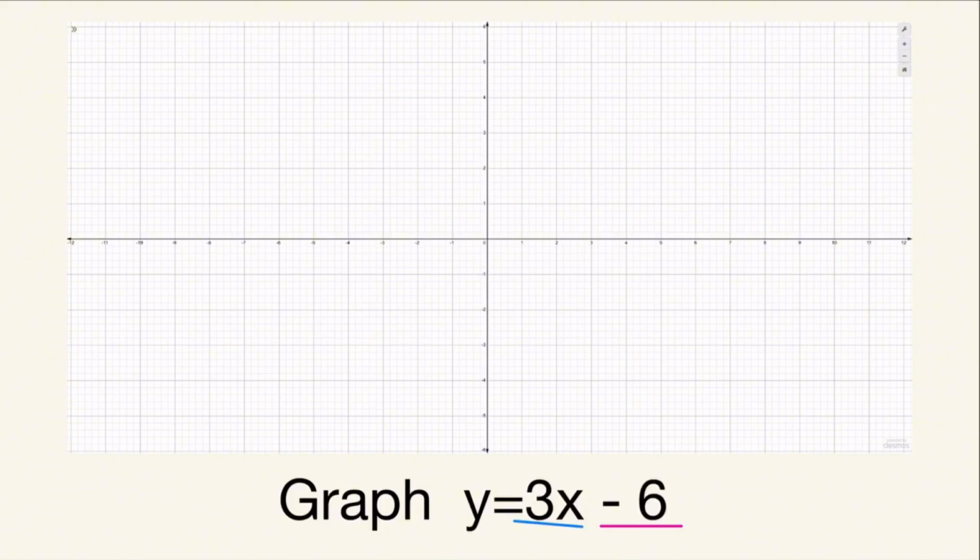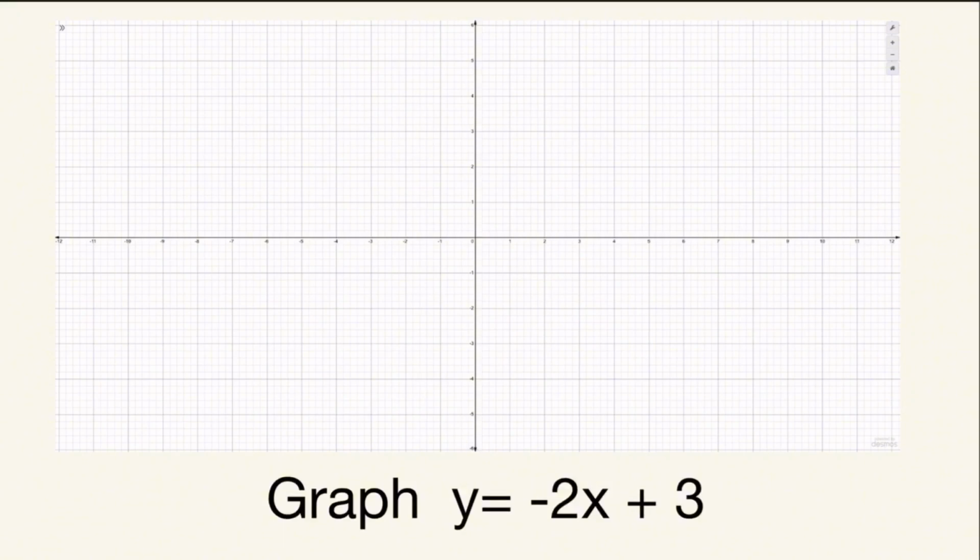So let's graph this. -6 would be down here, and 3x, you would go 1, 2, 3, and then left 1. And then you would go 1, 2, 3, left 1. And you would just want to continue that till you get a line. So let's make a line actually. And there you go. That is how you graph y equals 3x subtracted by 6, or -6.